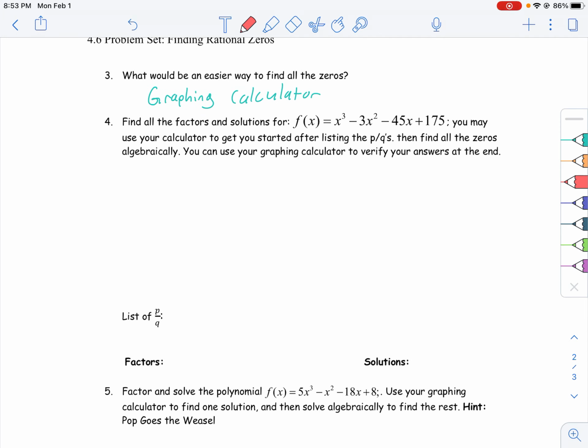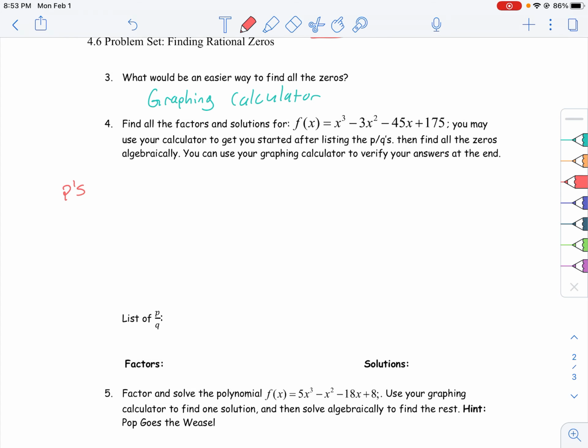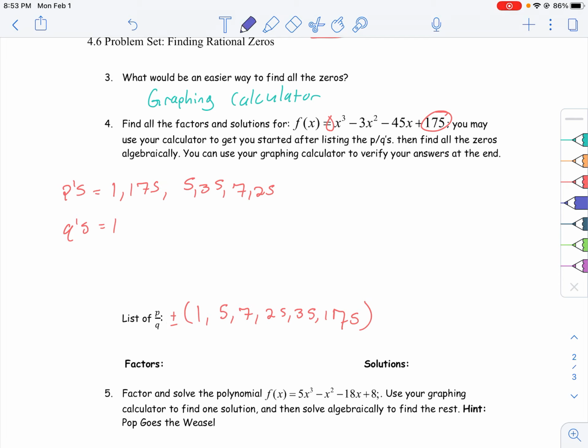So, doing this question, you need to start with your p's and q's. So our p's are all the factors of 175. P's always go over q's. So that's going to be 1, 175, 5, and 35, 7, and 25. 1 is the only q, so our q's are just 1. So our list of p's over q's are plus or minus 1, 5, 7, 25, 35, and 175. That would be the list of all of the p's over q's. Do not forget the plus or minus, because it could be plus or it could be minus.